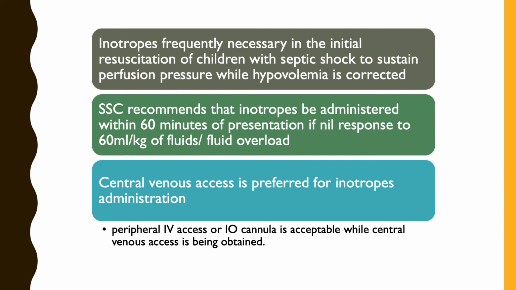The Surviving Sepsis Campaign recommends that inotropes be administered within 60 minutes of presentation if there is no response to at least 60 mL per kg of fluid boluses, or if the patient develops fluid overload while you're giving your boluses. And then in terms of giving your inotropes, it's often preferred that we give them through central venous access, but if you haven't established that yet, you can start giving them with peripheral access and then later establish central venous access. You shouldn't delay your inotropes simply because you don't have central venous access.